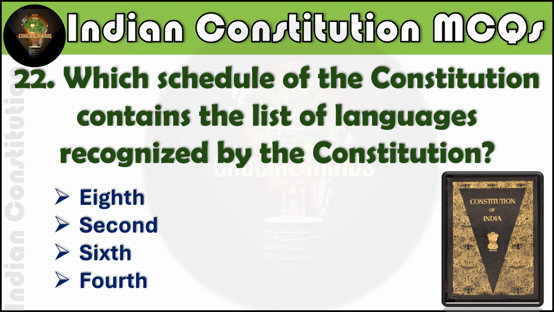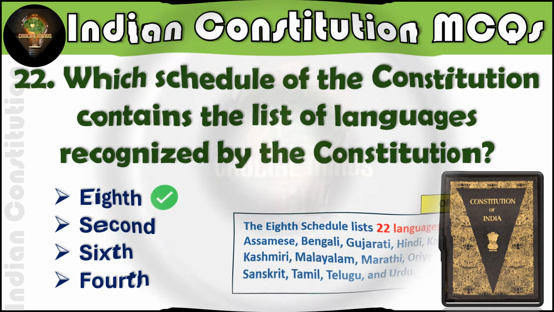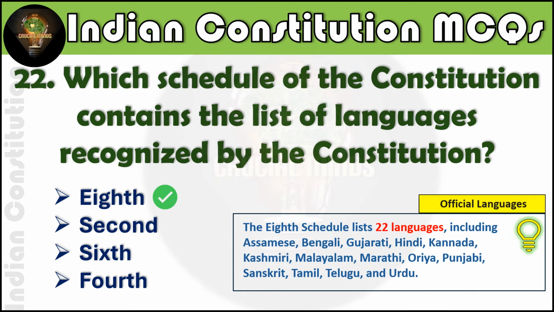Question number 22. Which schedule of the Constitution contains the list of languages recognized by the Constitution? The answer is 8th. Explanation: the 8th schedule lists 22 languages, including Assamese, Bengali, Gujarati, Hindi, Kannada, Kashmiri, Malayalam, Marathi, Oriya, Punjabi, Sanskrit, Tamil, Telugu, and Urdu.